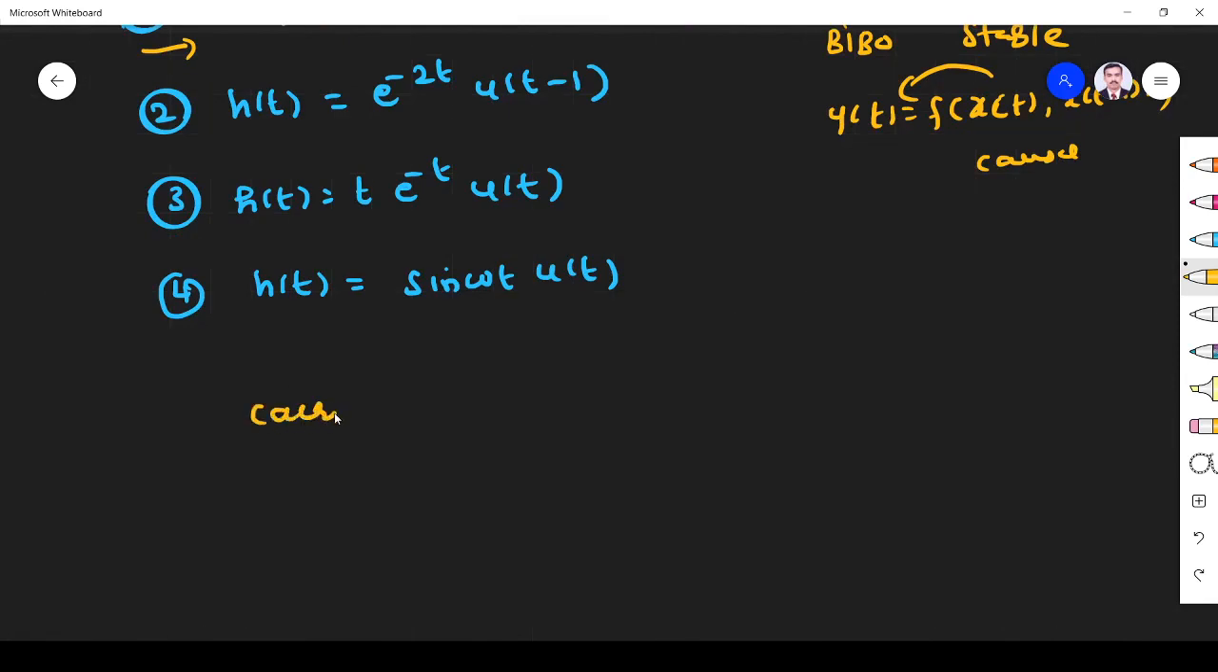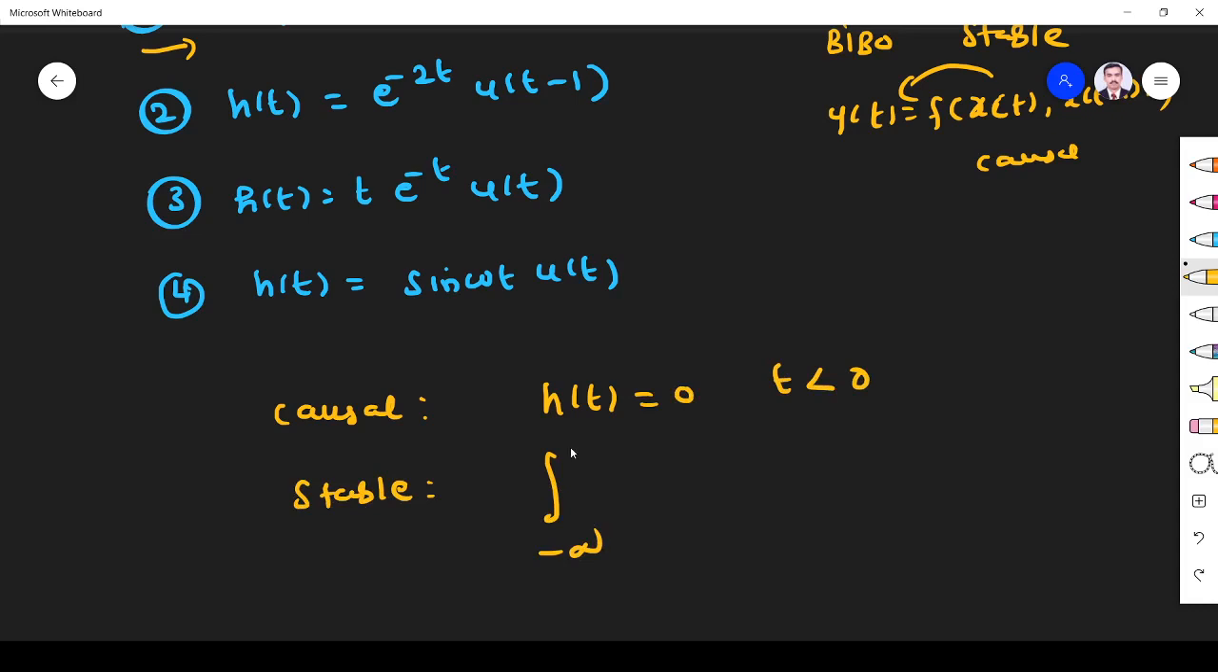We have two conditions. For a causal system, the impulse response h of t must be 0 for t less than 0. For a stable system, the impulse response must be absolutely integrable, that means you must be able to find the integration. If these two conditions are satisfied, then the system is causal and stable.